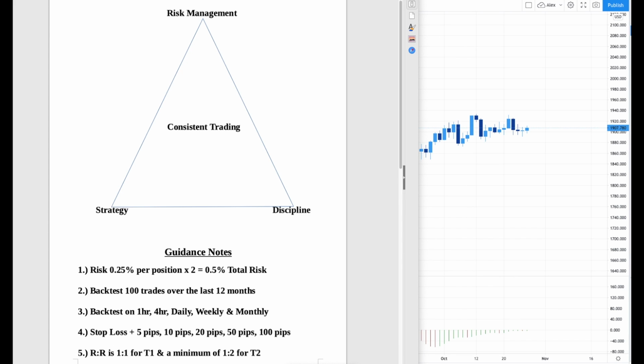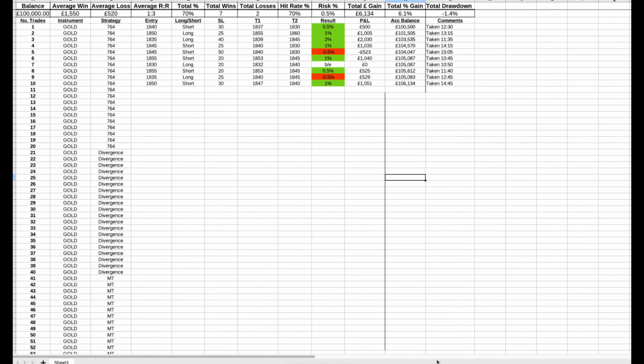So let's have a look at a table that we could use. Just to give you an idea, you could have this at the top, or you could put this at the bottom of each strategy that you use, but I like to have it at the top, and it'll have things like 100k, so you could put this in pounds or dollars.